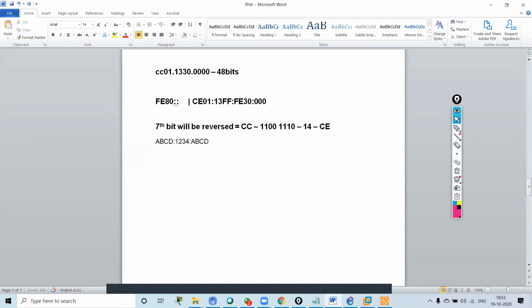This is the MAC address I took. Now this is a 48-bit MAC address. As I told you, my link local address will always start with FE80::. The first 64 bits will always be this number. Then comes the second part, the second 64 bits.